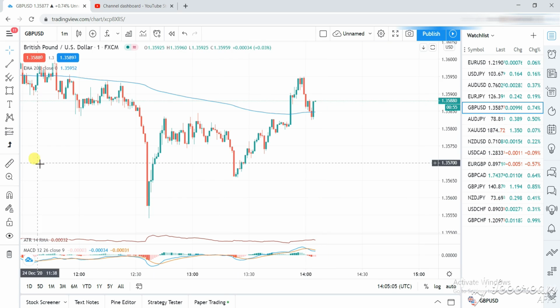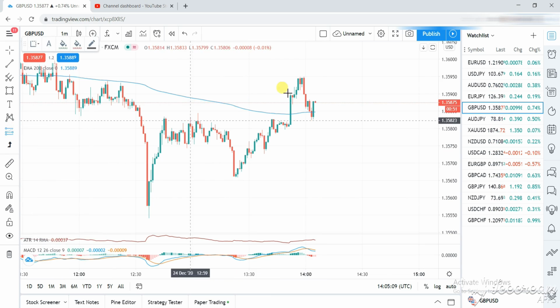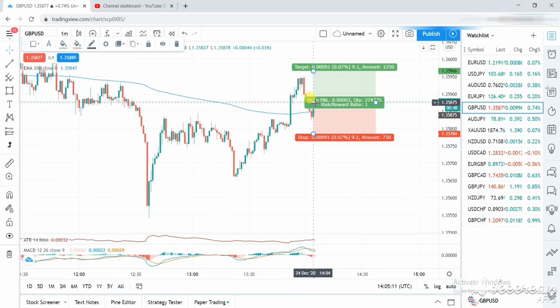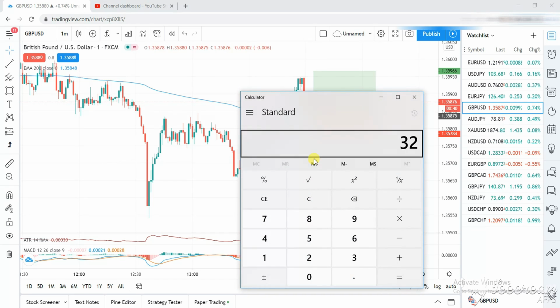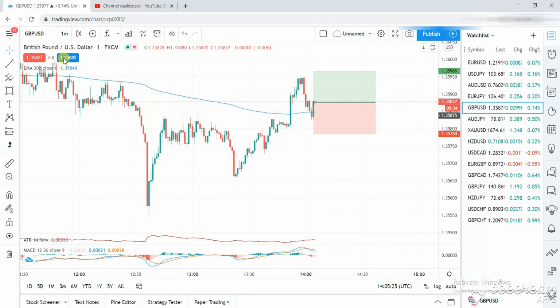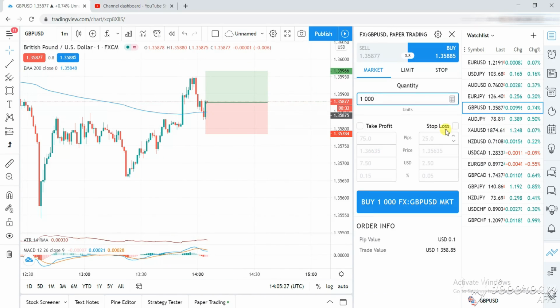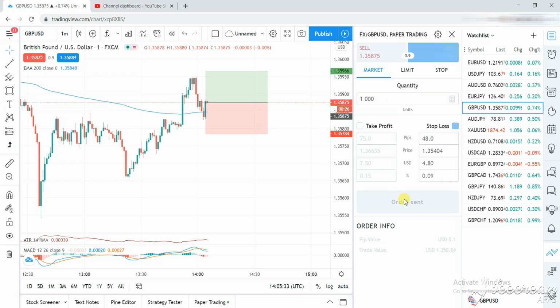Alright guys, I can see a setup, so let's take a trade at this point for a buy right there. And let's see, the ATR value is 32. So 32 times 1.5, it's 48. So quickly we'll take a trade for buy. Stop loss 48 pips. We'll set our take profit later.